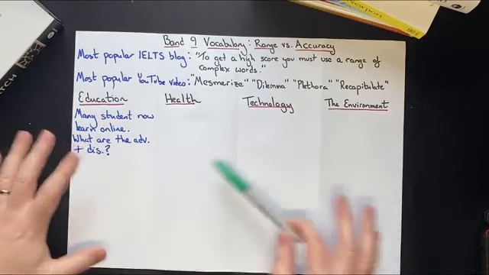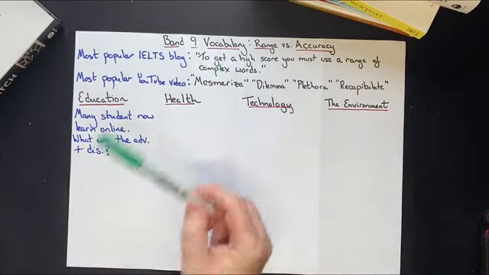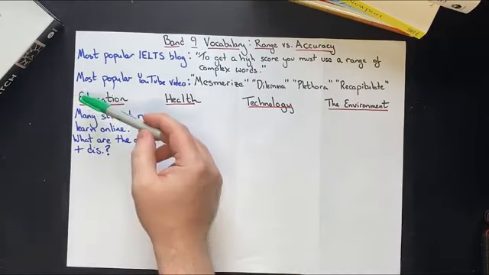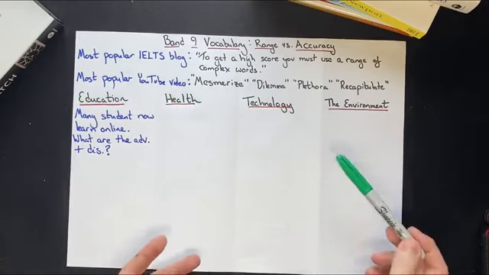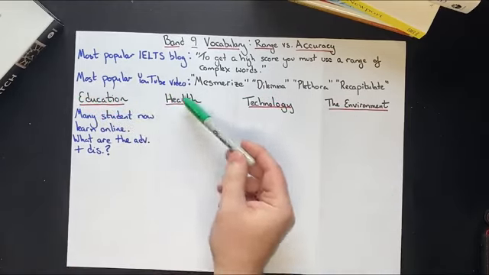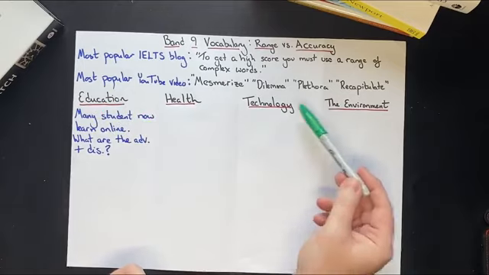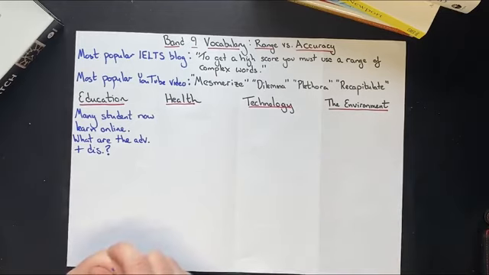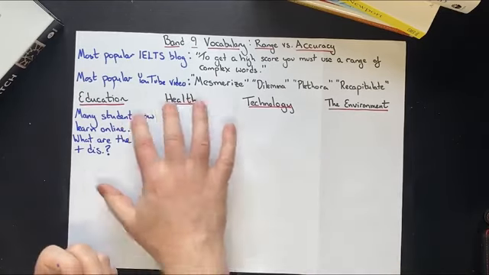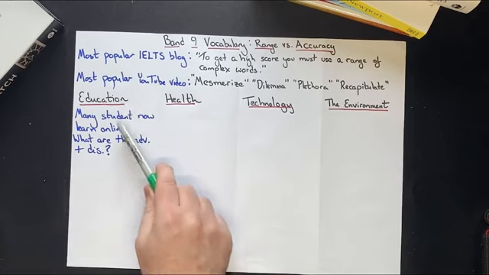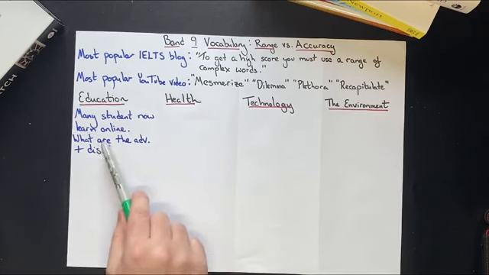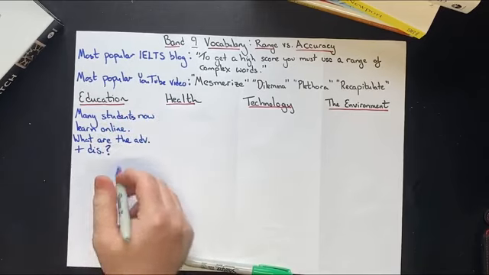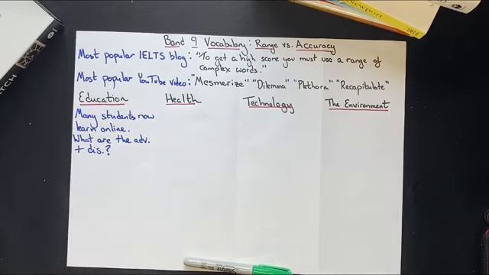How can we actually improve our vocabulary to a band 9 level? Well, what I've done here is I've divided the page into the 4 most common writing task 2 topics. Education and health are very, very common. Technology, the environment, these are not the only topics that you might get on test day for task 2, but they are very, very common. So let's imagine that we get a question like this: many students now learn online. What are the advantages and disadvantages?